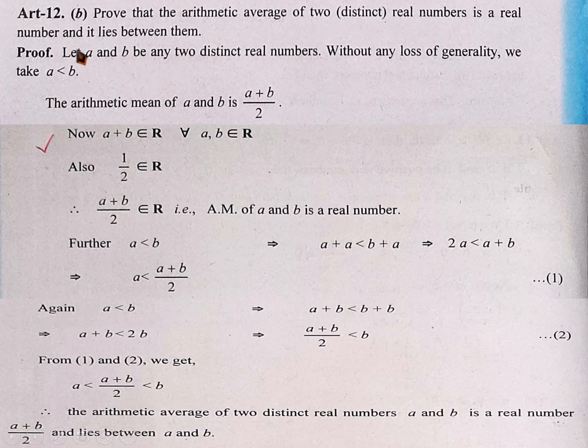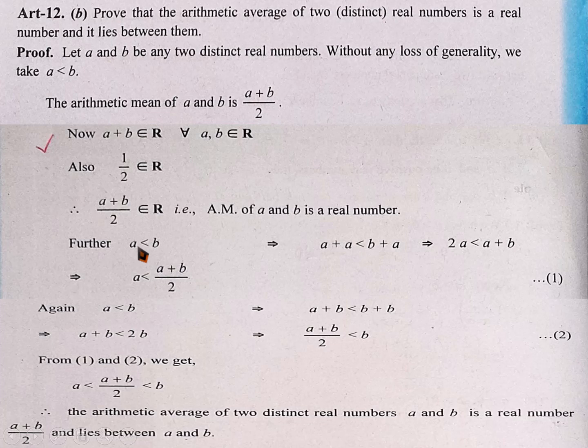Now a and b are two real numbers. Their addition is also a real number. 1/2 is a real number. Their multiplication, (a + b) and 1/2, their multiplication is also a real number. So (a + b)/2 is a real number. So first result, we have proved that the arithmetic mean of two real numbers a and b is again a real number. We have proved the first result.